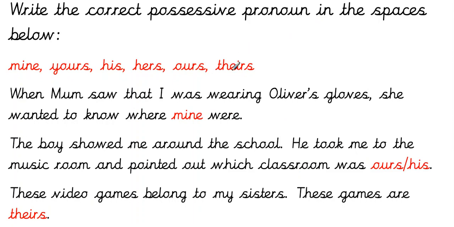Okay, so the missing possessive pronoun from these sentences was theirs, and you would have needed that for the bottom one. So the first sentence then: when Mum saw that I was wearing Oliver's gloves, she wanted to know where mine were. The boy showed me around the school. He took me to the music room and pointed out which classroom was ours, or you could have also had his. Okay?